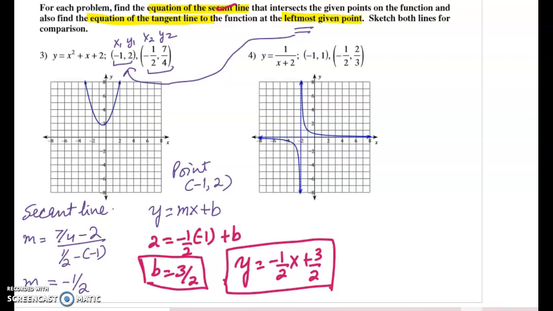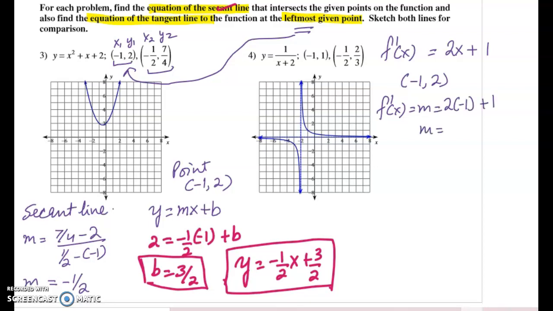So first things first, let's find the derivative of the function. Because if we know the derivative, we can find the slope of this tangent line. So the derivative would be: throw the n down, n minus 1, then we have this. Now they want the leftmost point. The leftmost point is -1 and 2. Let's evaluate f prime of x, which defines the slope, when x is -1. The slope would be -1.